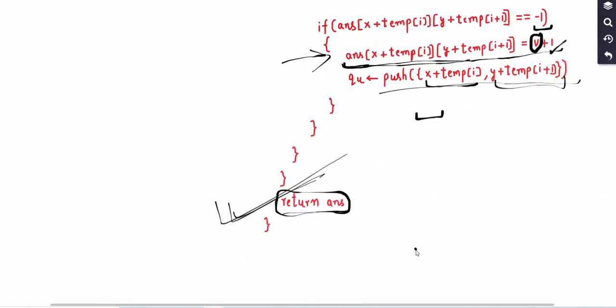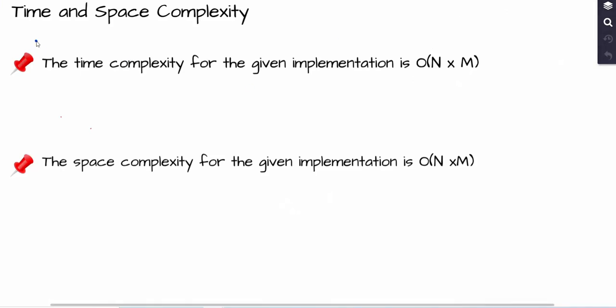So let's discuss the time and space complexity here. The time complexity would be same as the time complexity of BFS, because I'm just performing BFS in this problem. And the BFS in the grid takes big O of n cross m time complexity, because I have to visit all the cells of the given grid, and there are n cross m cells in the given matrix.